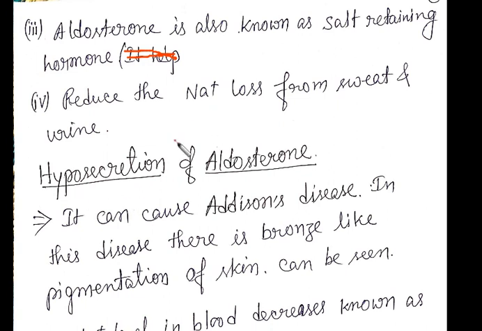Now the next is, aldosterone also reduces the sodium ion loss from the sweat and urine. So it also helps to maintain the sodium ion balance by reducing the loss through urine or sweat. Okay, so in that way also it is helpful.